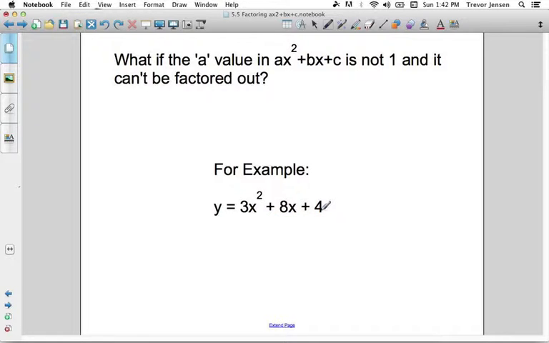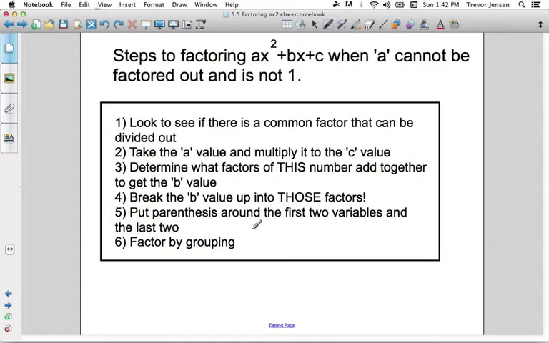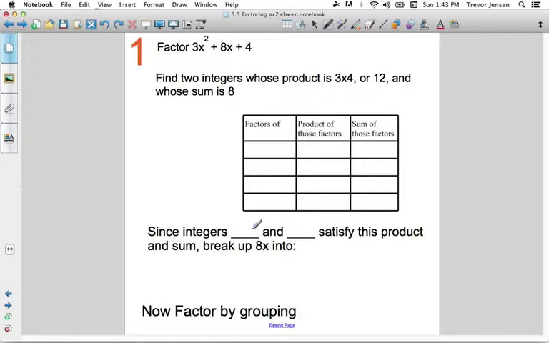So we need a new method for factoring this type of quadratic where the a value is not 1 and it can't be factored out. These are the steps for how you'll be able to do these types of problems. If you want, pause the video and read through them now. Okay, now that you've read through them, I'm going to do an example and I'll reference these steps as I go through the example.